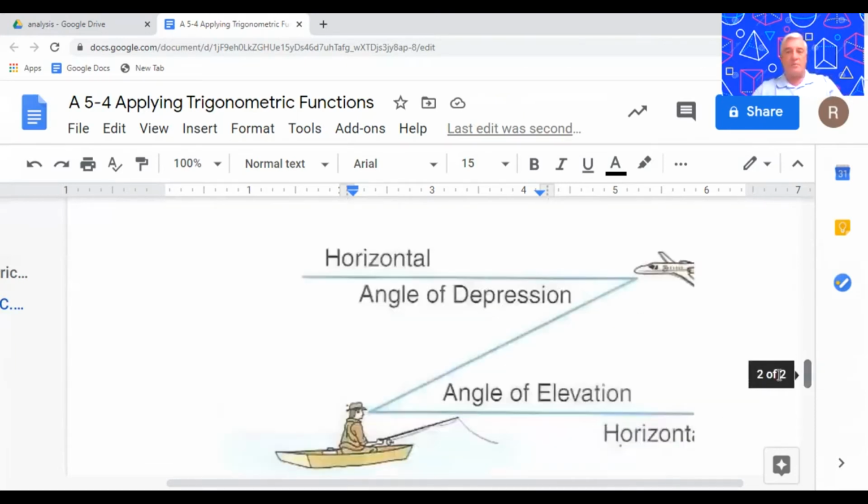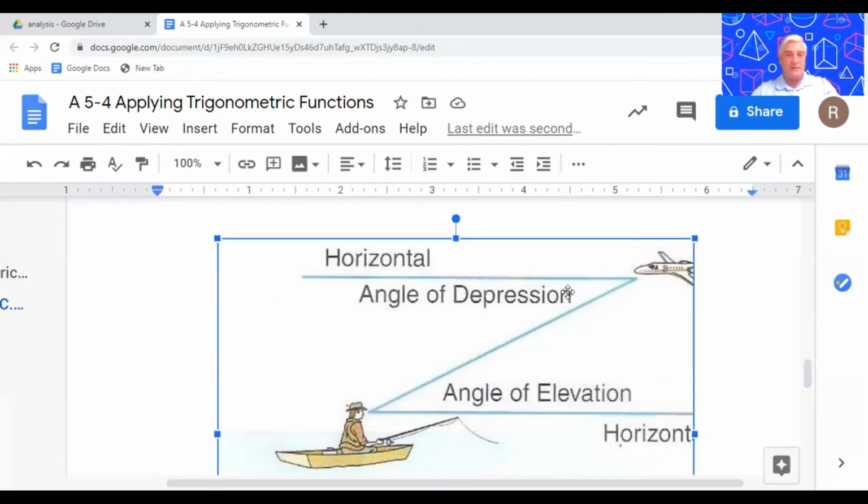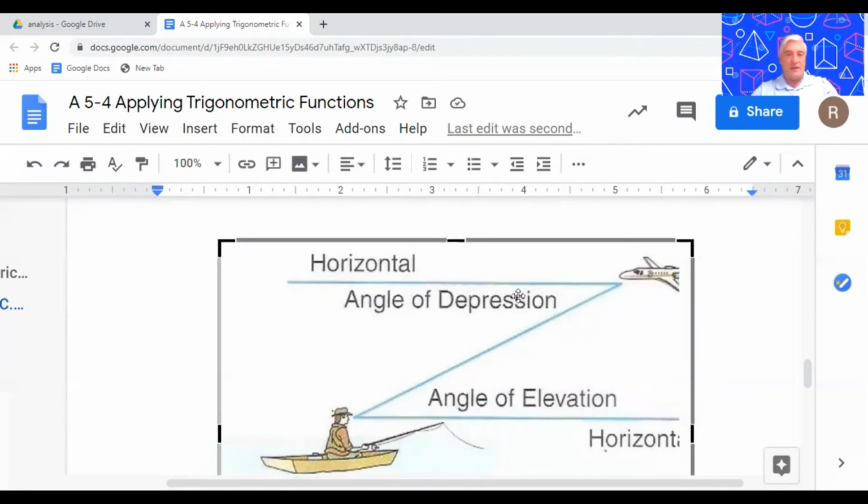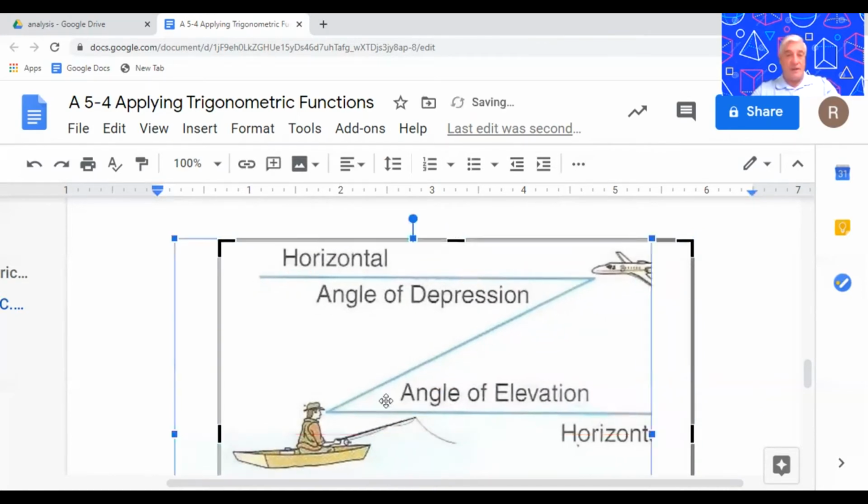When we're talking about word type problems in the real world, we have a horizontal and we have an angle of elevation and angle of depression. Angle of depression is when you're balanced with the horizon and you're looking down at something from the airplane. The angle of elevation from this fisherman is straight across his eye level, and he's looking up at the airplane. Those of you who remember anything about geometry know that this angle and this angle are AIA angles. So the angle of elevation and angle of depression are the same thing.